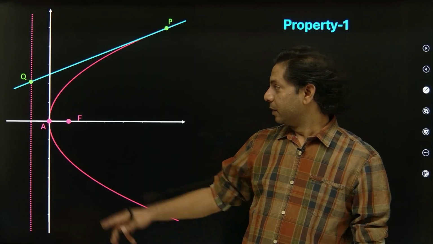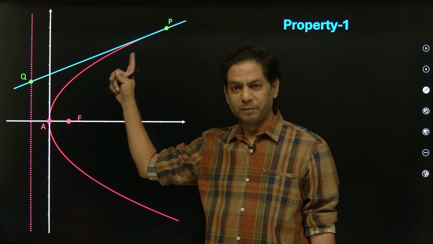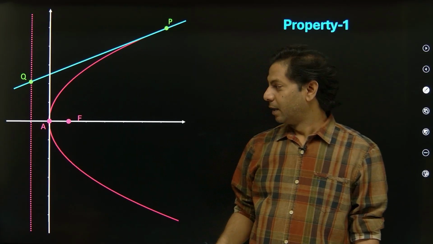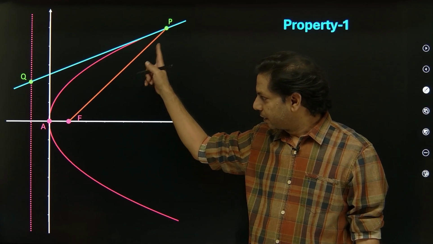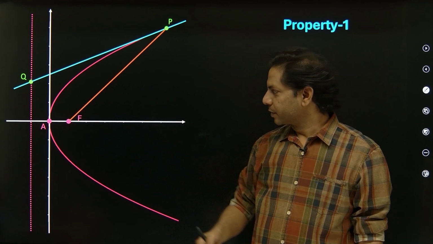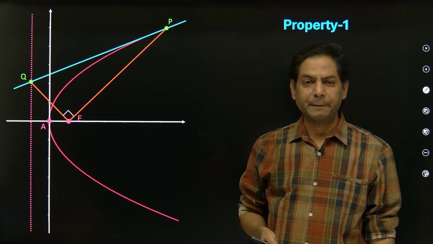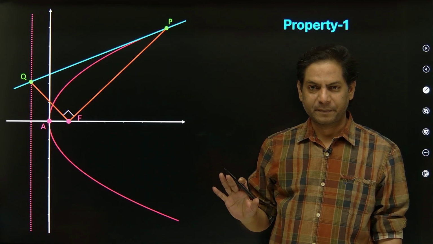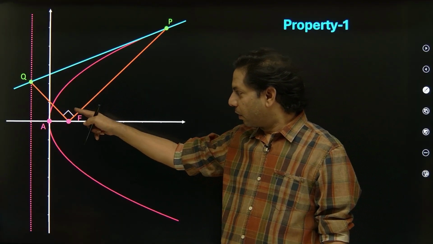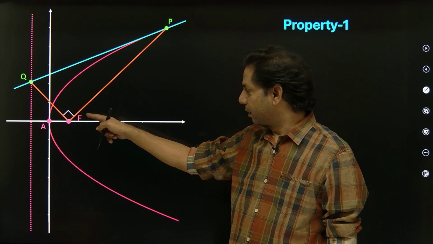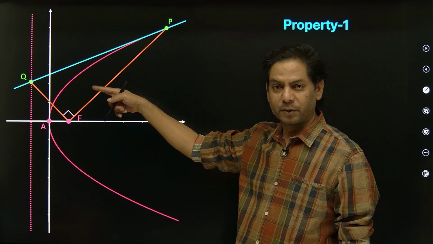Now what about this portion PQ intersected between the point of contact and the directrix? If we join these 2 points P and Q to the focus, then this angle is always going to be 90 degree. That is a standard property. That means this always happens. This is not just because of some particular position of P or Q.